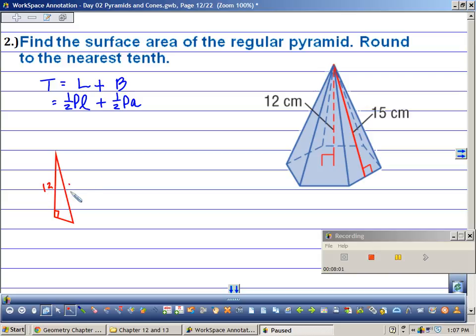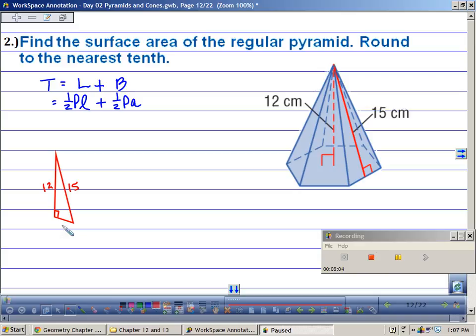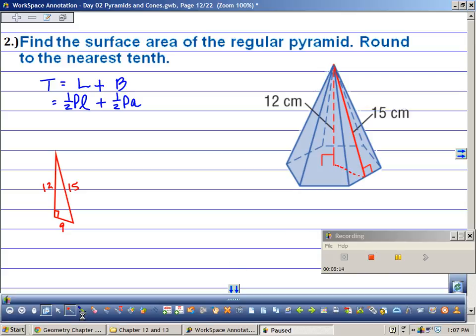He's on his game. If this is 12 and this is 15, then you should know because of what, Matt? Pythagorean triples. This is 9. So 9 goes right there.